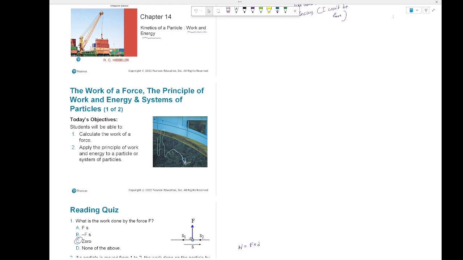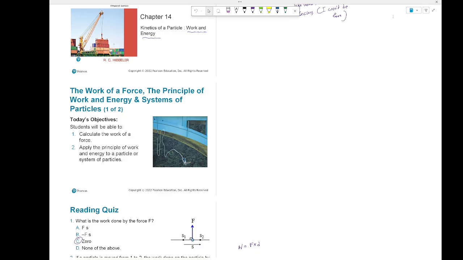Okay. All right. So moving on, your goal would be to calculate the work of a force. Right. Work means force multiplied by distance. Apply the principle of work and energy to a particle or system of particles. So those are your goals here. I do have a quiz here, even though I have it marked here. However, in my other notes it was a little different. But let's talk about it.